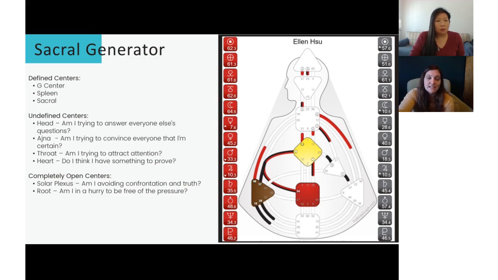And then the next one is the throat center, and this is the communication and manifestation center. And the way that the body graph works, all of the energy in your chart is going to flow towards the throat so that it can be communicated or manifested.